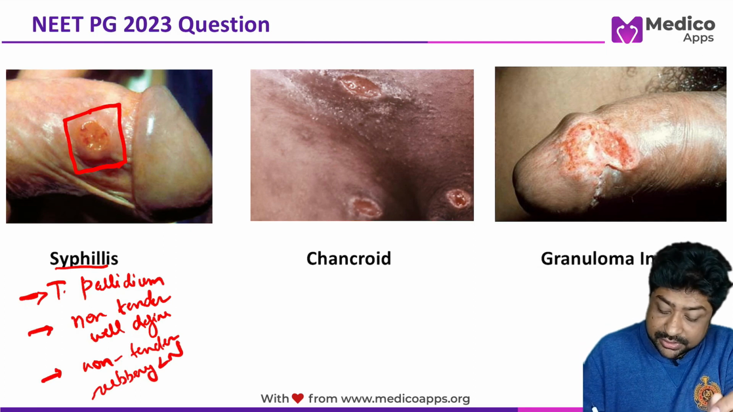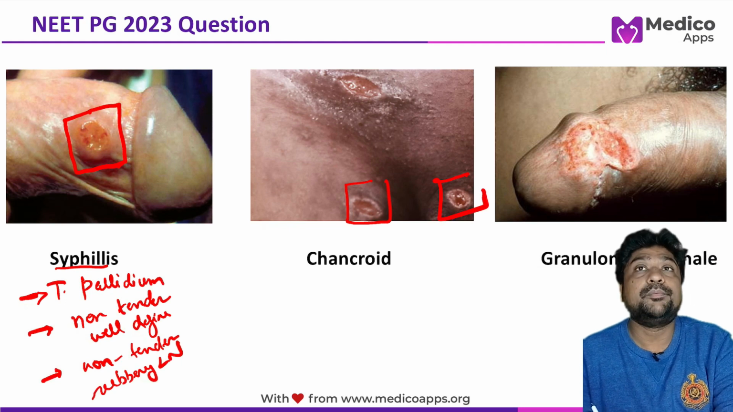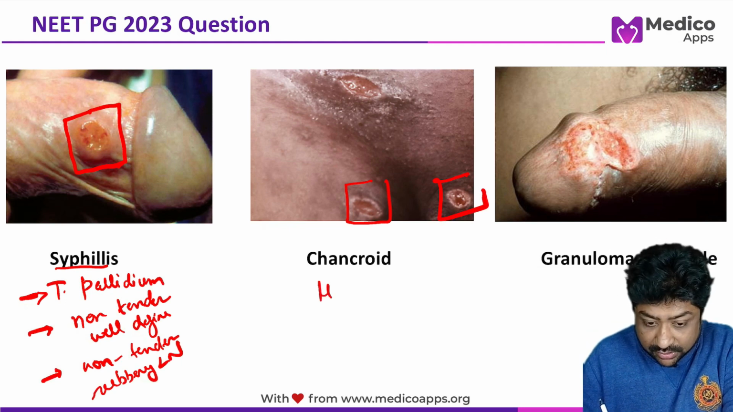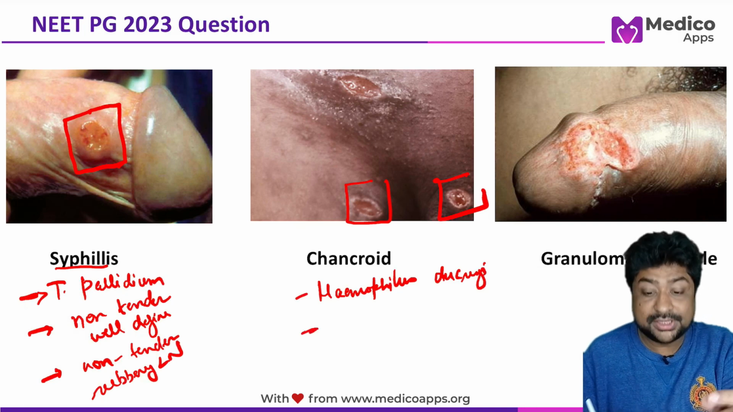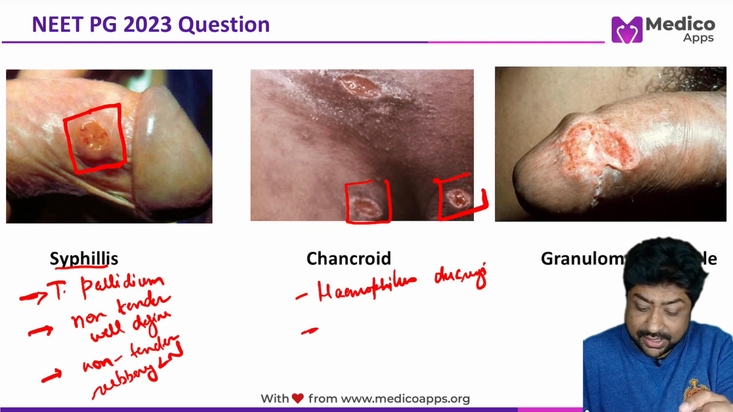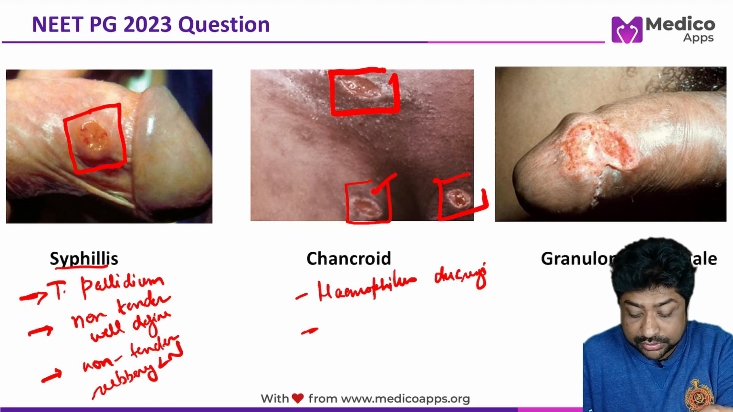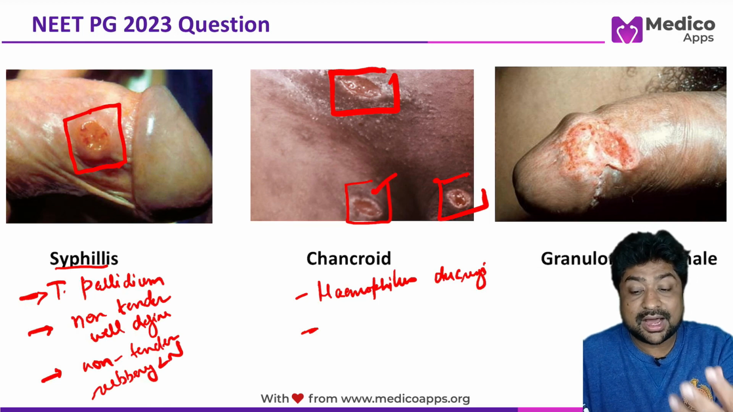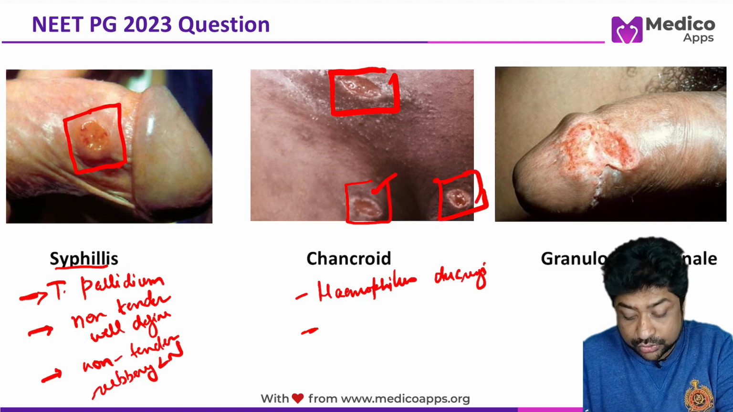The second image shown in this exam, this A, is a chancroid. Now we know chancroid is caused by Haemophilus ducreyi. This is a very painful genital ulcer, very difficult to measure. And the second very important thing, you can see the inguinal lymphadenopathy, the lymph nodes as well as the ulcers, they are suppurative in nature. Both of them are suppurative in nature.